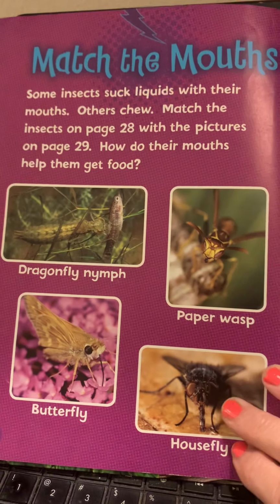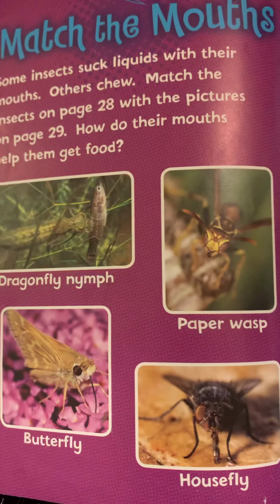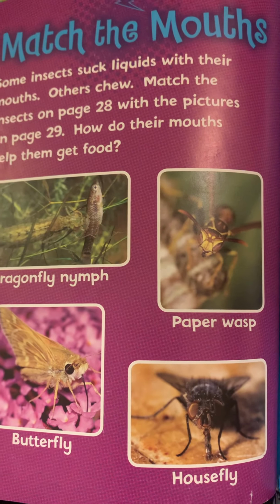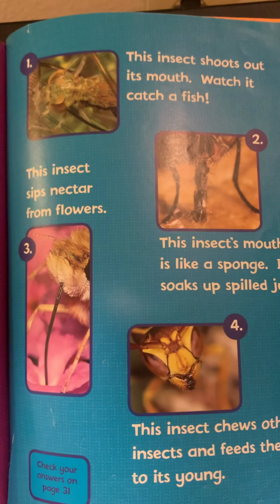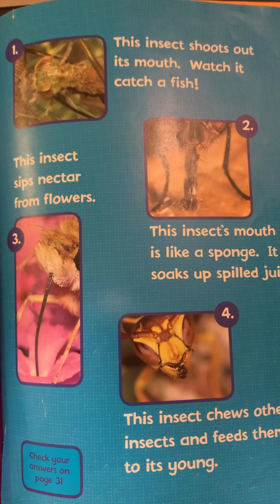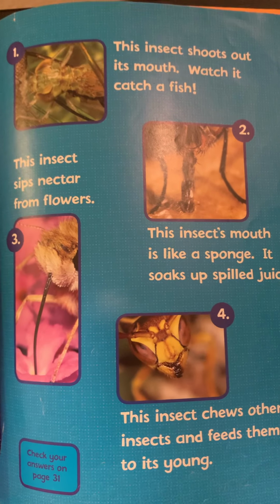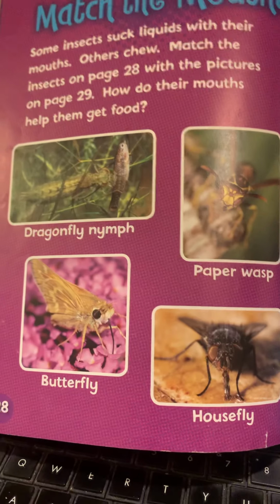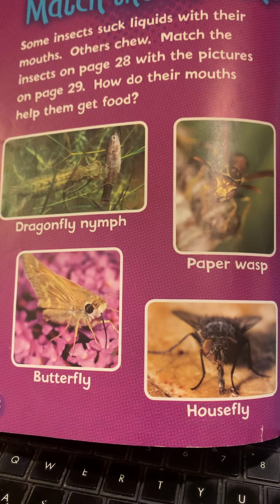Match the mouths. Okay, we've got a dragonfly nymph, a paper wasp, a butterfly, and a housefly. Look at this one. This insect shoots out its mouth. Watch it catch a fish. Well, it must be a fish. It's gonna eat a fish, so it has to be in the water. I wonder which one of these could it be?